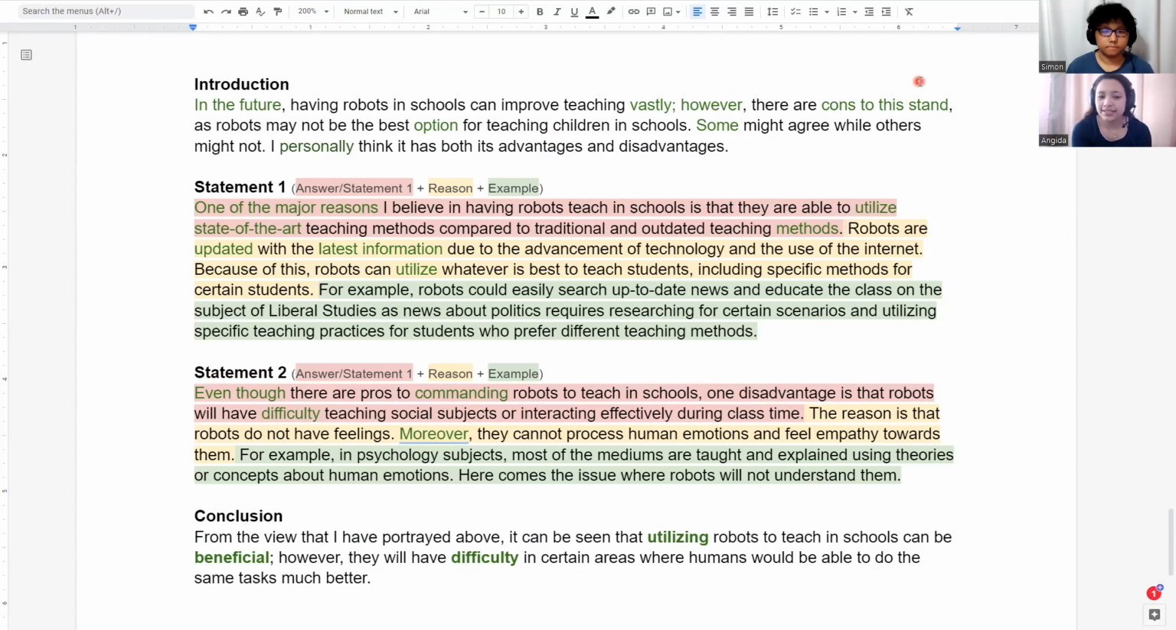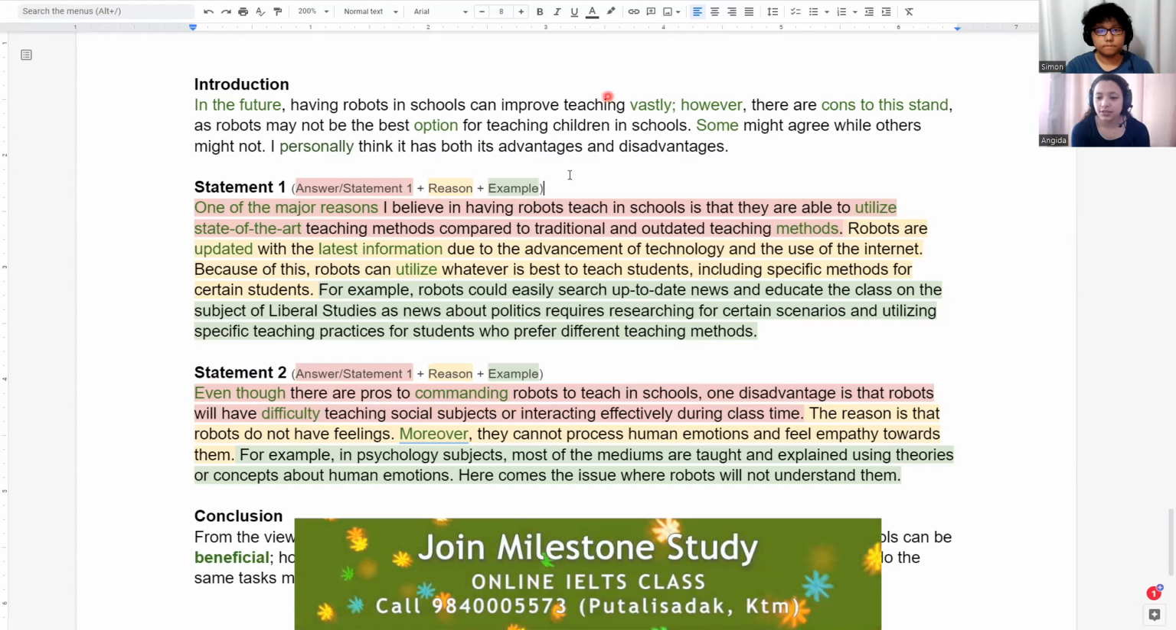How many sentences should I write for reason and examples? Okay. So, in terms of how many sentences you should write, for the answer, you can write about 1 sentence, and then for reasons and example, you can write about 1 to 3 sentences. In total, you will have around 5 to 6 sentences.